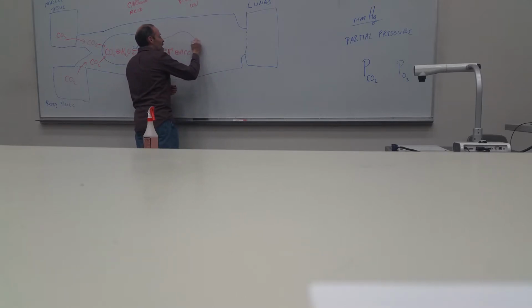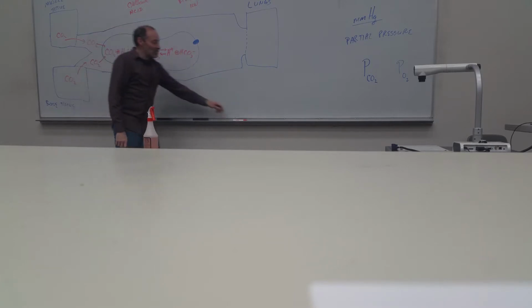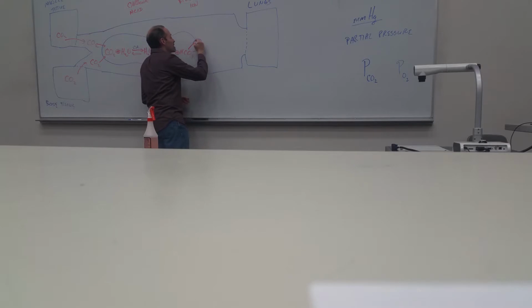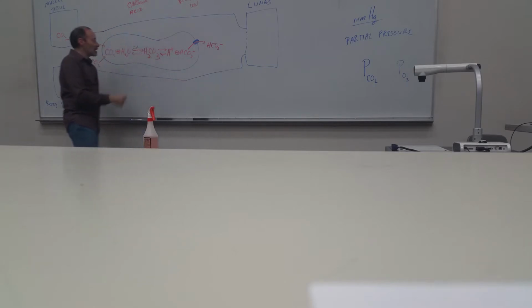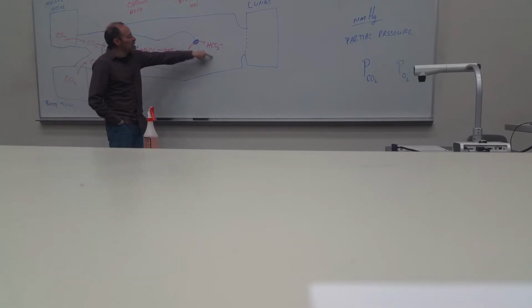I'll draw it as a big blue dot. There are lots of them in the membrane. That protein is going to facilitate the diffusion of bicarbonate ion out of the red blood cell into the plasma of the blood. It's an ion, it's soluble in the blood. So as soon as you make that bicarbonate ion, it diffuses out into the blood.